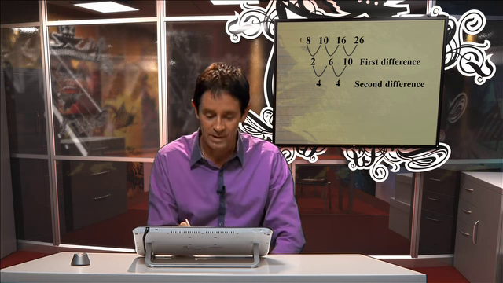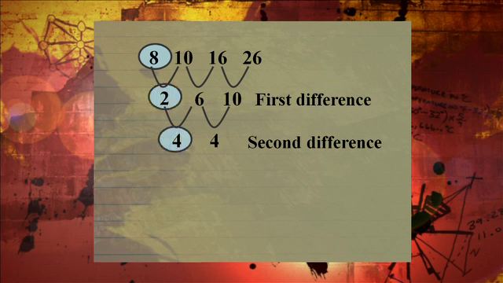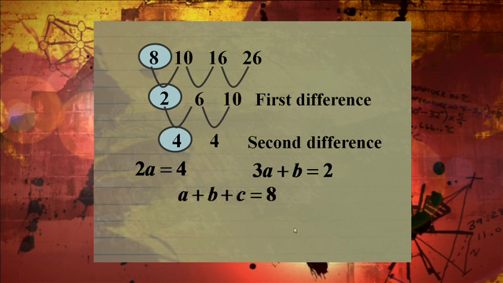Now check this out. What have we got here? We circle those guys. We know that that is 2a. 2a is this one over here. 2a is equal to 4. And 3a plus b is 2. And we know that a plus b plus c, that top one, is 8. So the bottom one, 2a equals 4, 3a plus b is 2, and a plus b plus c is 8. Now all we're going to do is work with this.